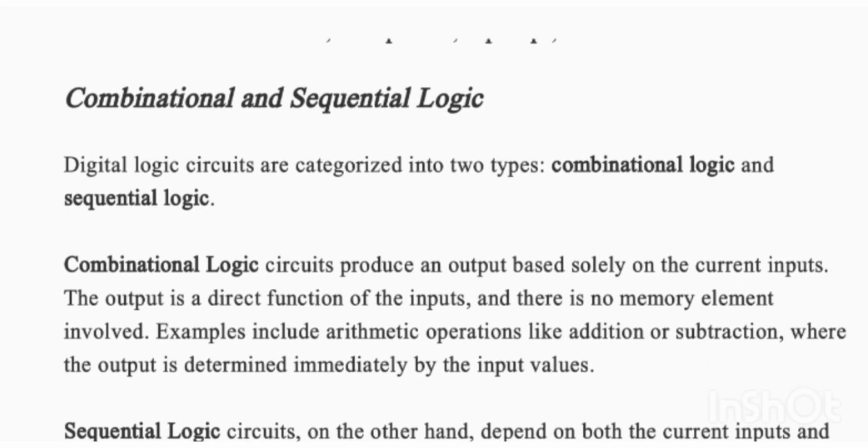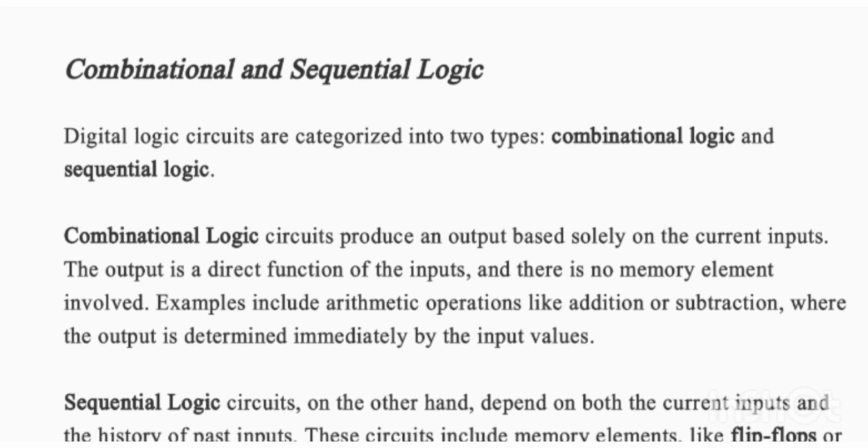Combinational and sequential logic. Digital logic circuits are categorized into two types: combinational logic and sequential logic. Combinational logic circuits produce an output based solely on the current inputs. The output is a direct function of the inputs, and there is no memory element involved. Examples include arithmetic operations like addition or subtraction, where the output is determined immediately by the input values.